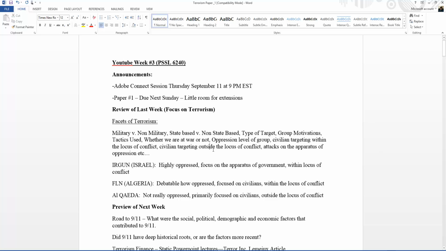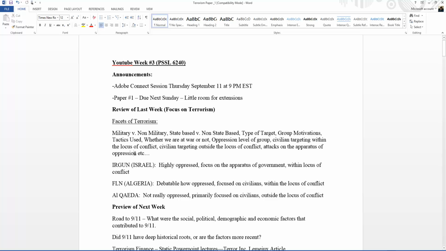The same thing for the Algerians, the FLN. They were focused on civilians, but within the locus of conflict within Algeria. If they chose to attack civilians in Paris, then they wouldn't really be freedom fighters. They would be terrorists now, because their attacks are more nihilistic.